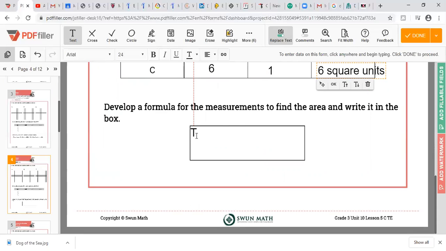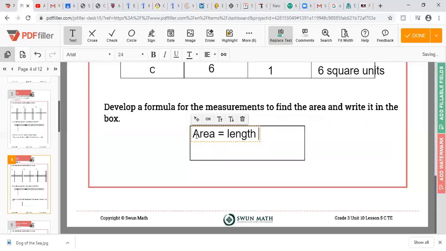So as we said before, area is equal to length times width. And below, I'm going to say A is equal to L times W. So A is equal to L, the L stands for length, times W. The W stands for width.